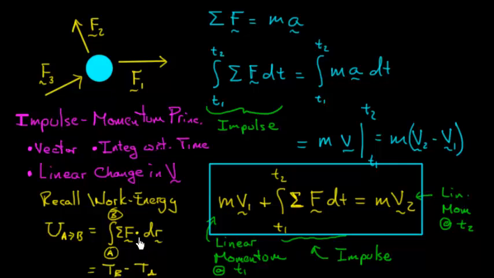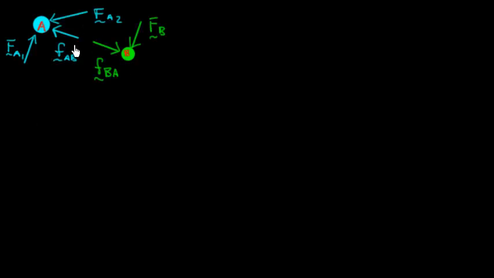So important differences. Now one of the best uses for the impulse momentum principle is if you have two or more objects. So let's say I have two just for the sake of simplicity, and let's call this object A, and let's call this other one object B. And furthermore, let's say I have a bunch of forces acting on these objects. So on object A, I have FA1 and FA2. On object B, I have FB. And let's suppose these two objects are interacting with each other too. Maybe they're connected by a spring.